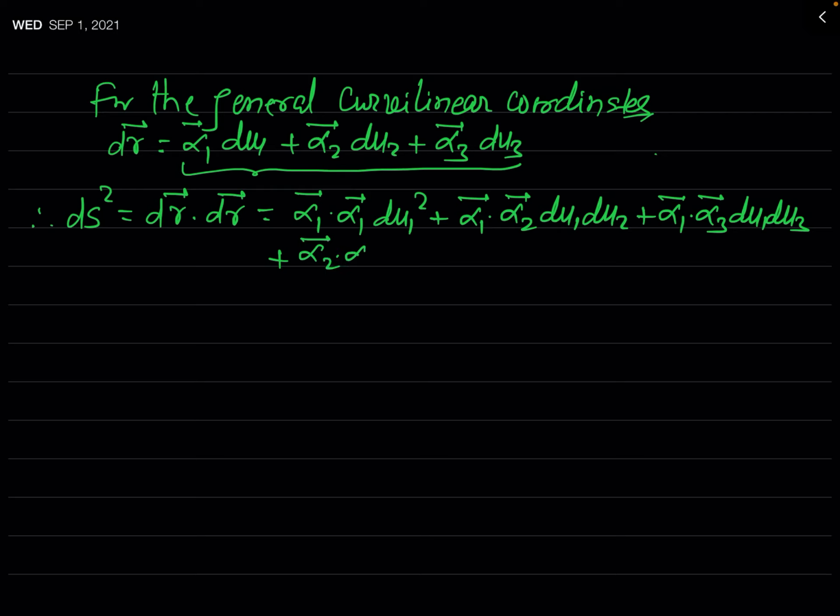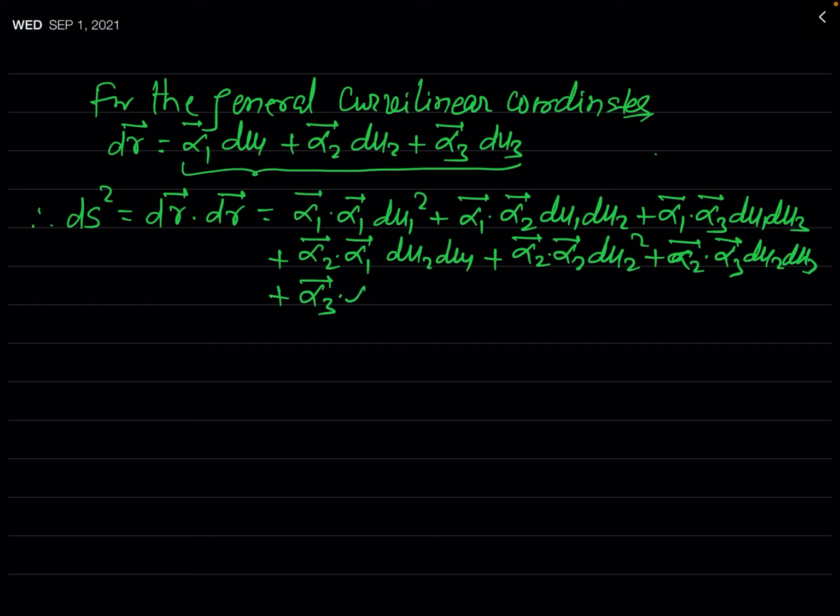will be alpha 2 dot alpha 1 du2 du1 plus alpha 2 dot alpha 2 du2 square plus alpha 2 dot alpha 3 du2 du3 plus alpha 3 dot alpha 1 du3 du1 plus alpha 3 dot alpha 2 du3 du2, and plus finally alpha 3 dot alpha 3 du3 square.